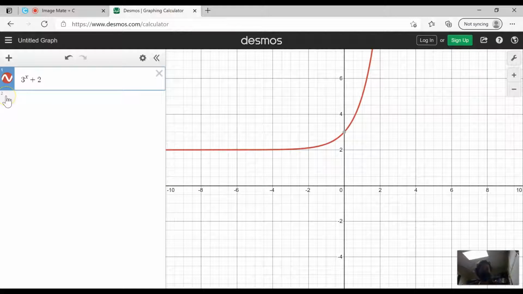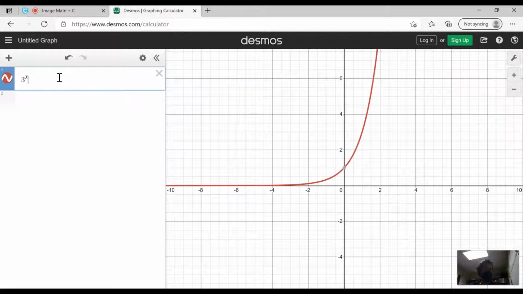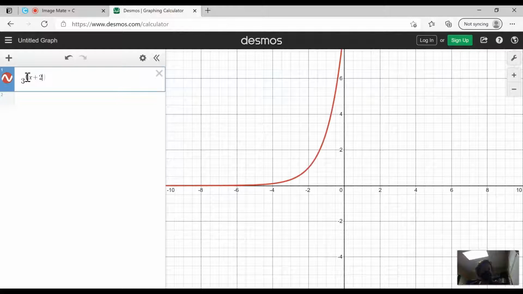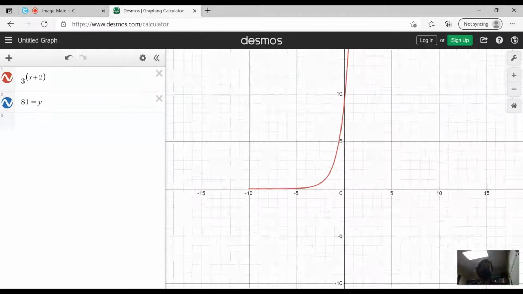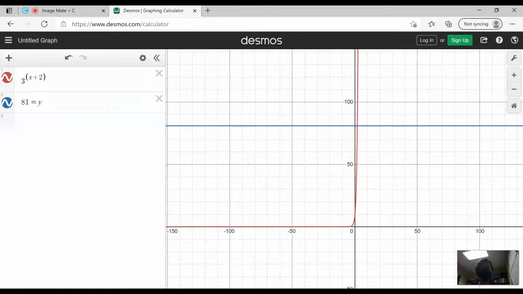And then when I'm ready to put the other one in there, why is it not staying in there? Hold on a second. All right, I think I have to put this in parentheses. Yep, okay. So I have to put the whole exponent in parentheses for Desmos. And then for the other one, so you can see 3 to the x plus 2. For the other one, when I just want to graph a number, Desmos does require me to put an equals y in there.